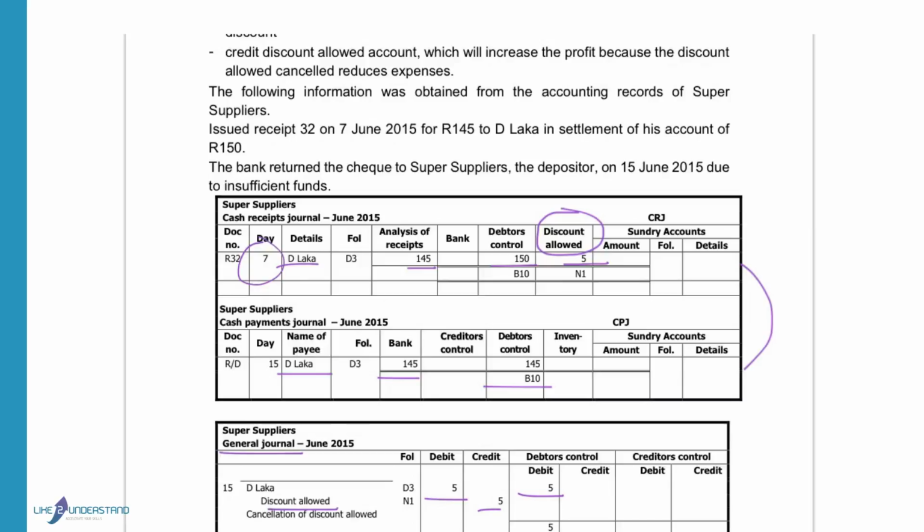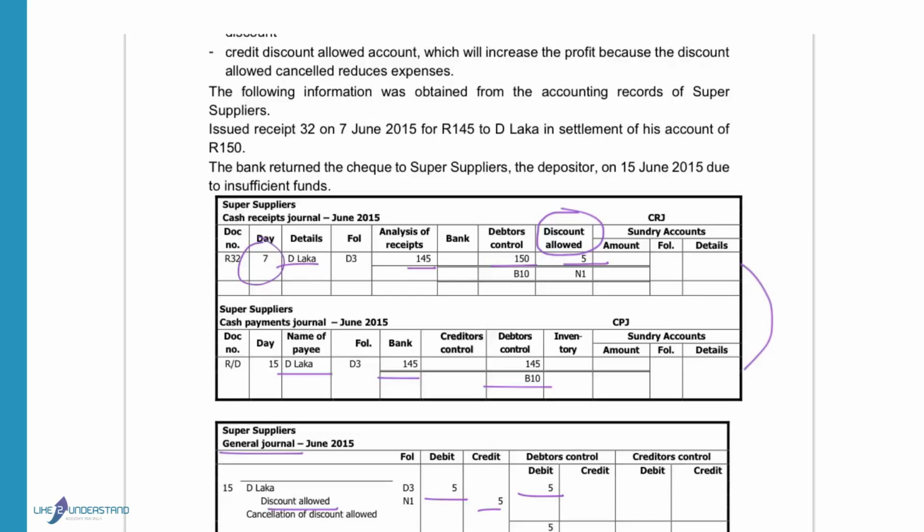Now, when this check comes back, we have to do the opposite to cancel the check. So we will debit his account, and the source document will be the dishonored check, and we will debit his account with 145. That increases his debt by 145. In the general journal, we will cancel the discount and increase his account with R5, so his balance will now be 150. So after the check was dishonored, he must owe the same amount as he owed before we received the payment from him.